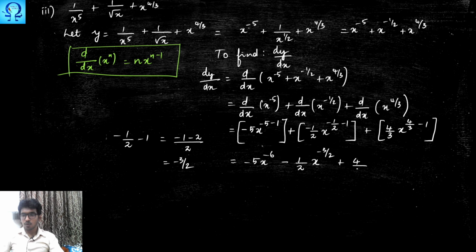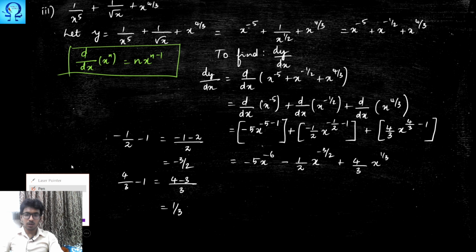plus 4 upon 3. You have 4 upon 3 minus 1. So when you take LCM, you will have 4 minus 3 upon 3, which turns out to be 1 upon 3. So x power 1 by 3. If you have any negative powers, you may bring them down. So that is what we have to do now.